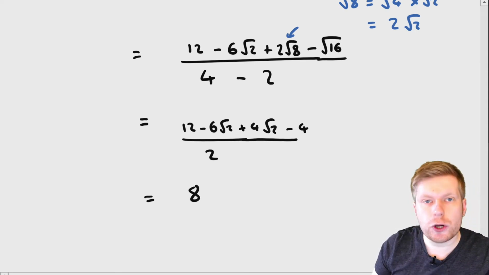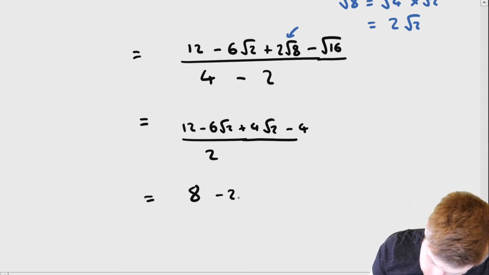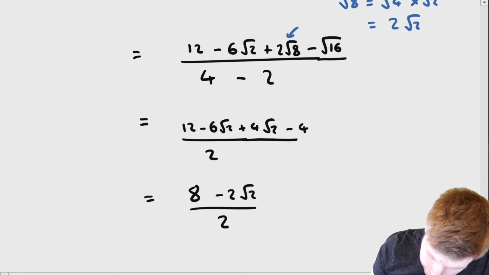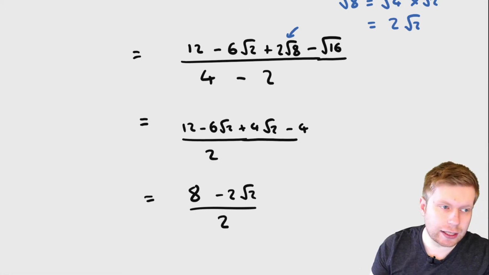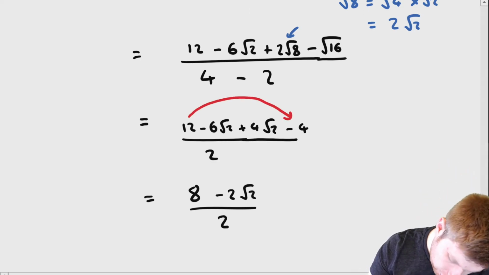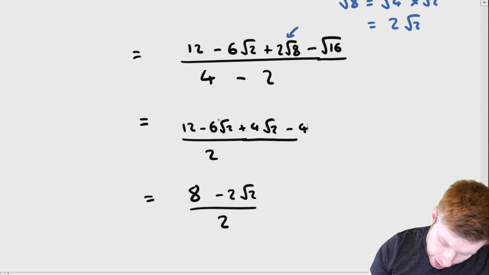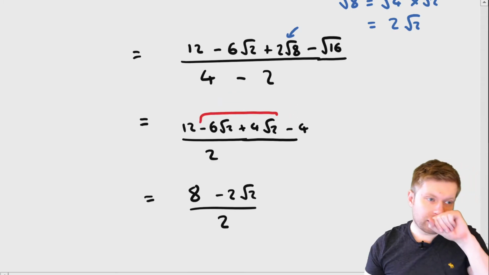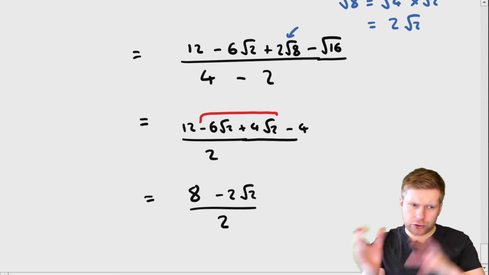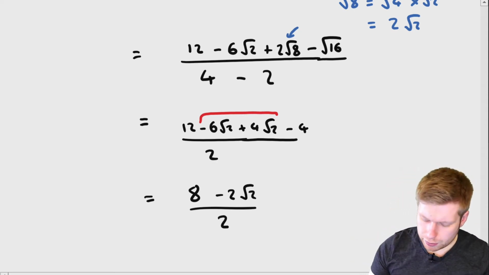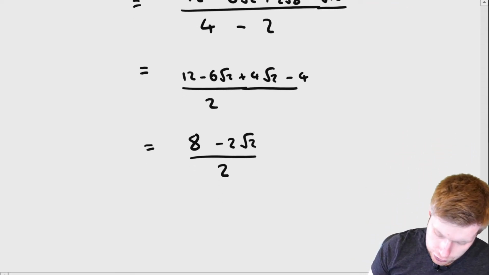Then negative 6 root 2 plus 4 root 2, which is negative 2 root 2. Then the denominator, I just get my 2. Okay, so you see how I've collected those together? I've done the 12, take away the 4 first of all, that gives me the 8. And then I've done the negative 6 root 2 plus 4 root 2. Negative 6 of something plus 4 of something makes negative 2 of that something. Okay, and then over 2 again.